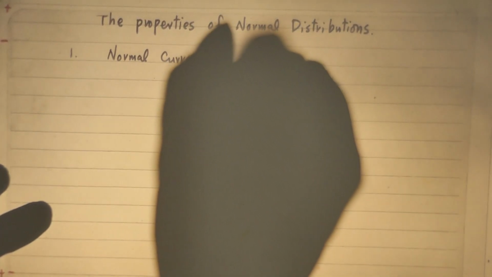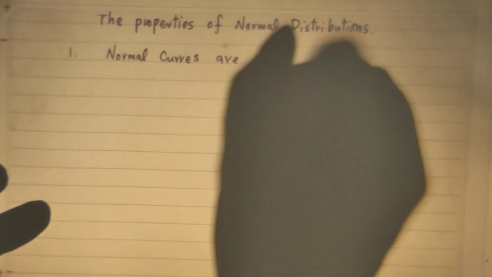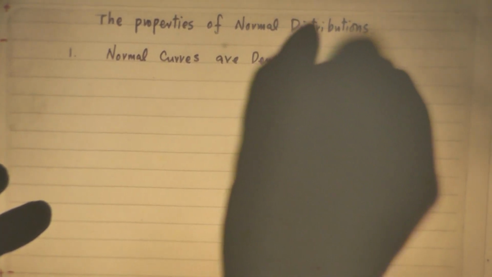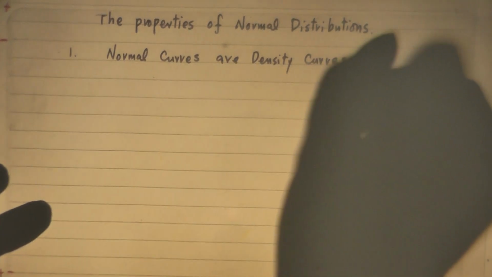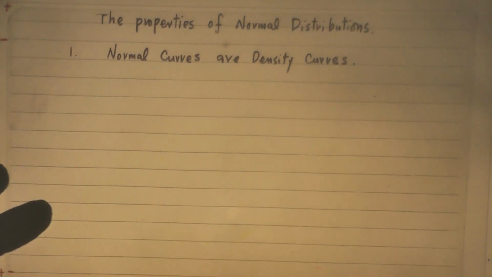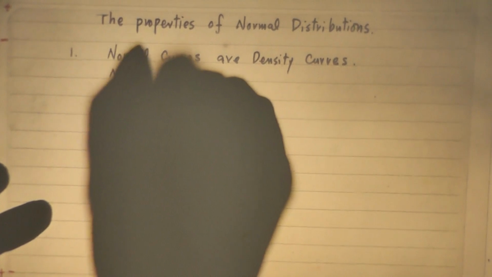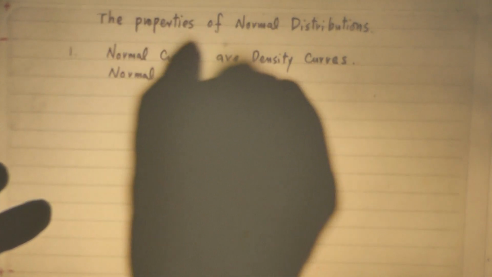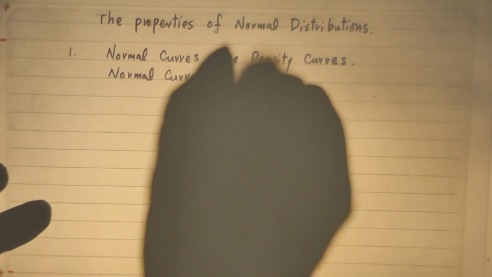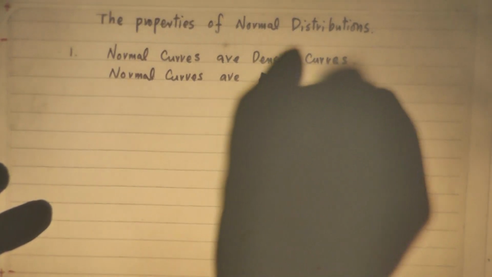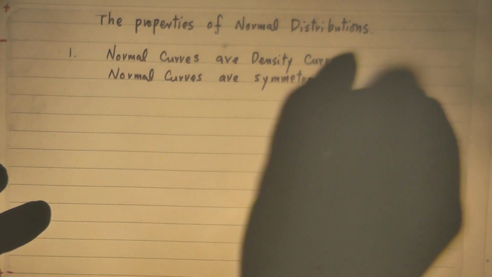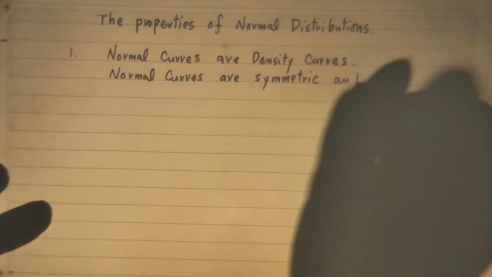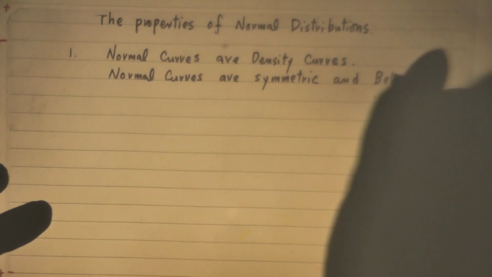Normal curves are density curves. Okay? And normal curves are symmetric and bell-shaped.